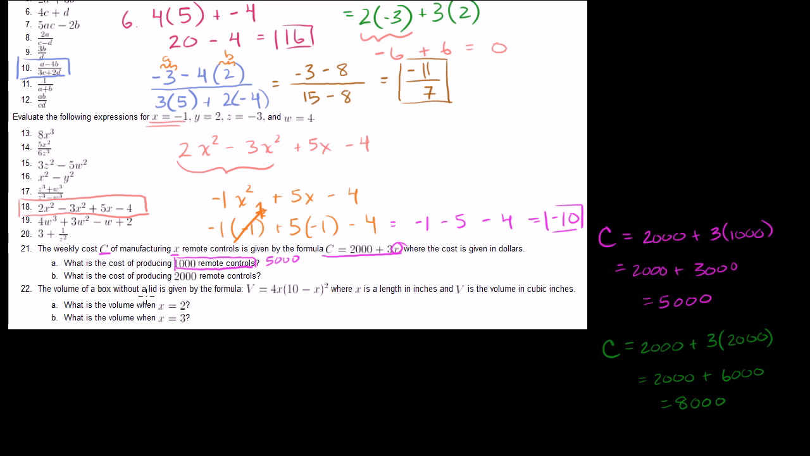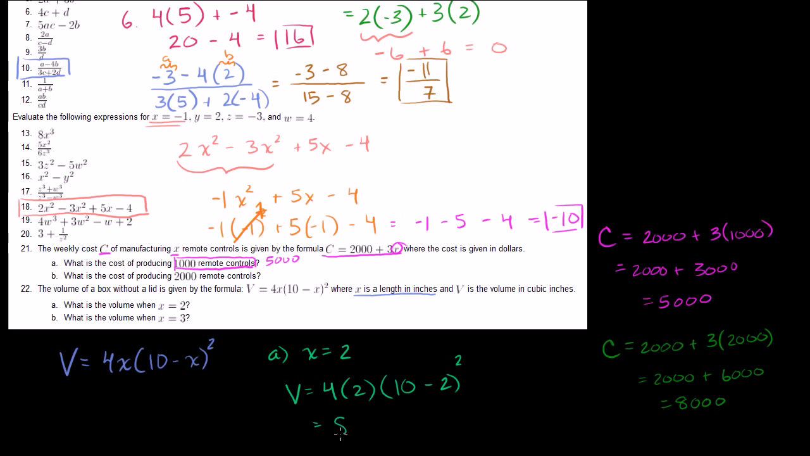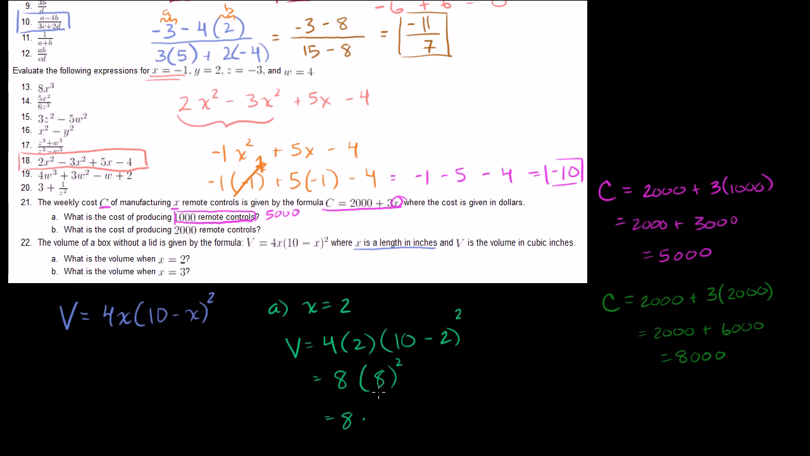The volume of a box without a lid is given by the formula volume is equal to 4x times 10 minus x squared, where x is a length in inches and V is the volume in cubic inches. What is the volume when x is equal to 2? So part A, x is equal to 2. We just substitute 2 wherever we see an x here. So the volume is going to be equal to 4 times 2, times 10 minus 2 squared. And so this is going to be equal to 4 times 2 is 8, times 10 minus 2 is 8 squared. And so that's 8 times 8 squared is 64.